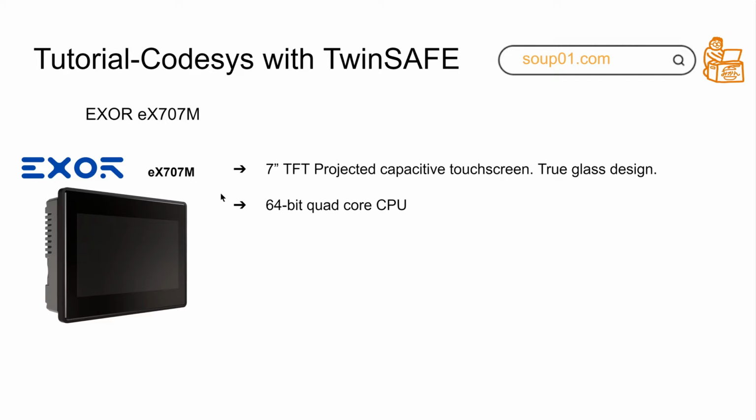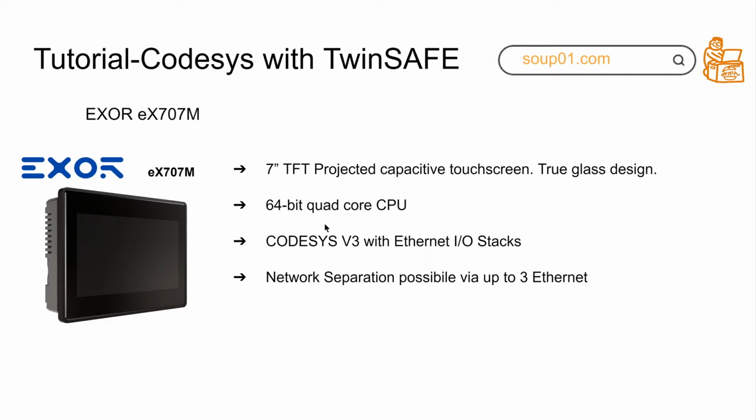Then it's a 64-bit core CPU with Codesys, and you can use all the Ethernet I/O stacks and all the network applications. Depending on your configuration, you can use up to 3 separate Ethernet networks. And behind it, you can also use some plug-in modules for your application, for example, CAN or Modbus, etc. And finally, multiple touch operations are allowed.